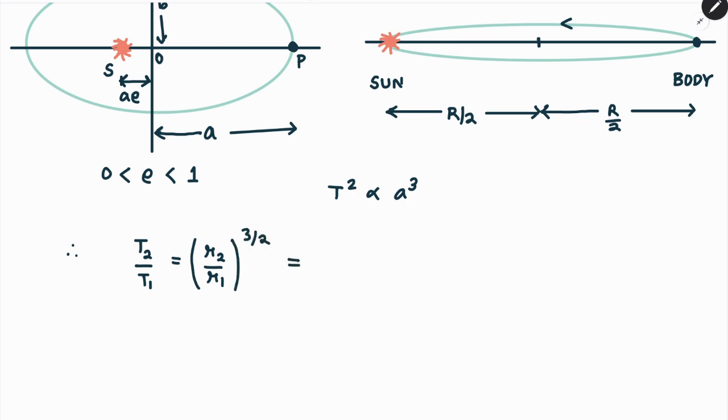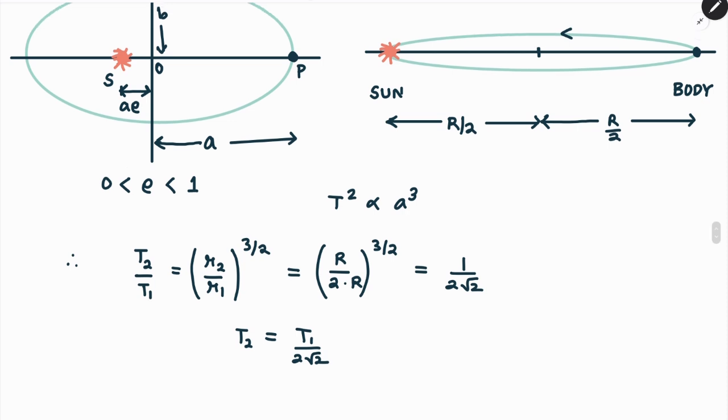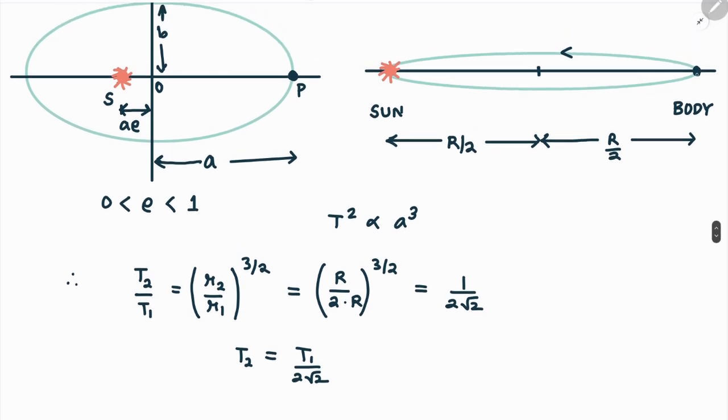If we take r2 equal to r by 2, and r1 equal to r, to the power 3 by 2, we get the value 1 upon 2 root 2. Therefore we can write T2 is equal to T1 by 2 root 2. Now, the time taken by the body to fall onto the sun: here we have calculated the time period of the body completing its trajectory. The time to fall onto the sun is half of this, because it falls on the sun in half of its time period.